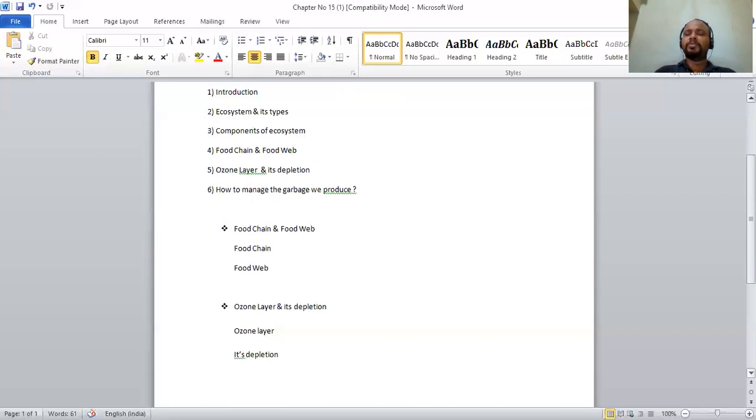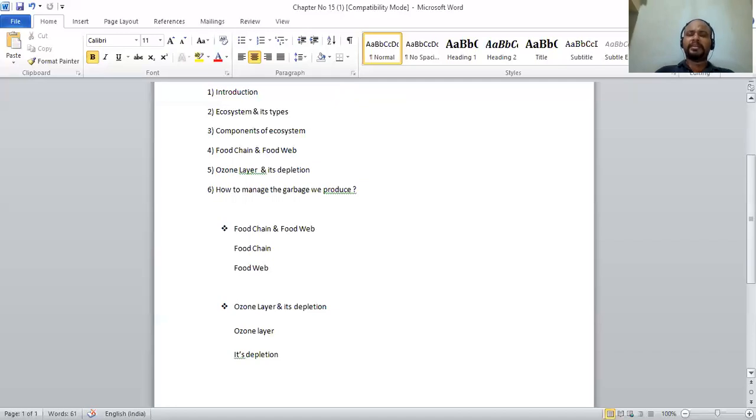Scientists observed in 1980 that holes are created in the South Polar region. 40 to 50% depletion of ozone layer is observed in the South Polar region. Further studies suggest that this depletion of ozone layer can also be observed in the North Polar region due to the activities of human beings. This depletion of ozone layer is also known as ozone hole.